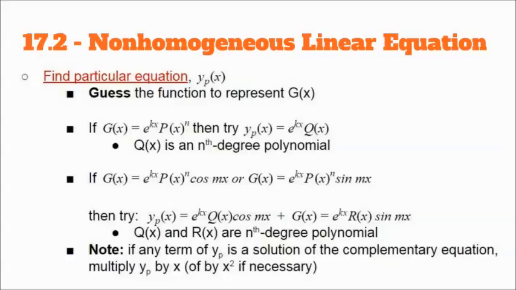Now, it is important to note that if one of the particular solutions is the same as the complementary equation's solutions, you have to make sure to multiply by x or x squared, so that the solutions aren't linearly dependent; you want to make sure that they're linearly independent. That way, we can span the whole space.